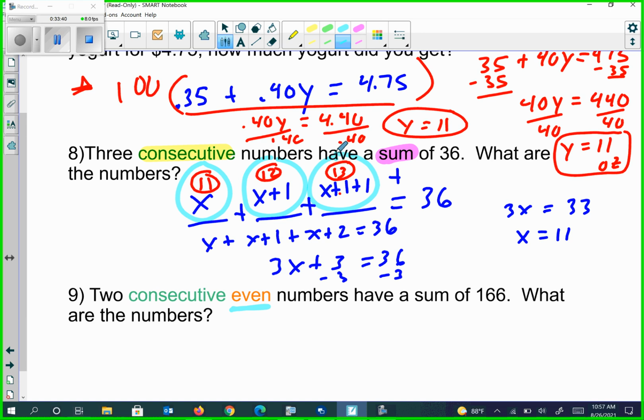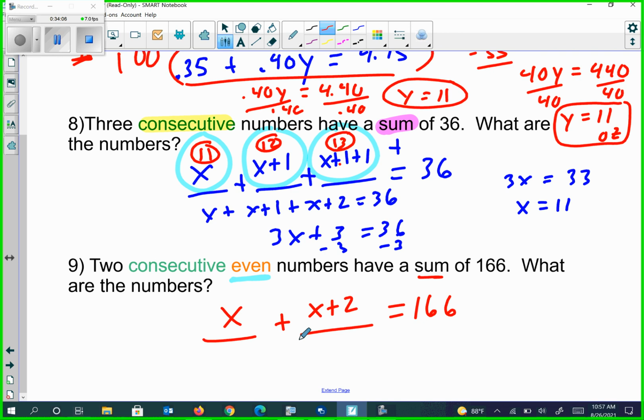But this one talks about even. So in order to get to the next even number, you have to add 2. So I have 2 consecutive numbers. So I have this, and sum, again, is plus, and they equal 166. So if this number was x, and that's an even number, what do I have to have for the next even number? x plus 2. I have some like terms. x plus x is 2x plus 2 equals 166.